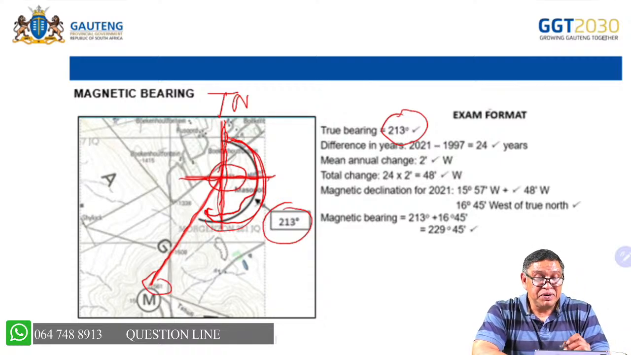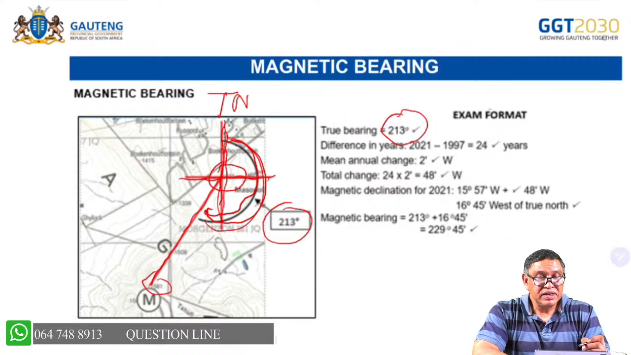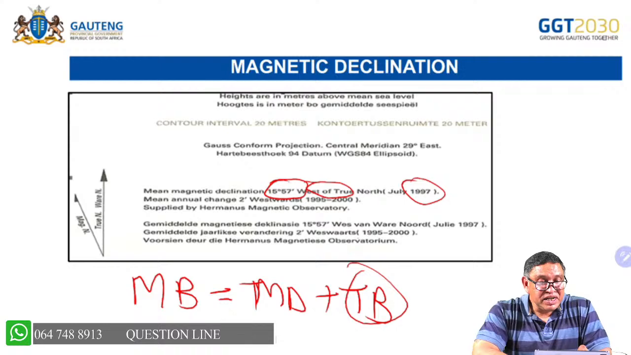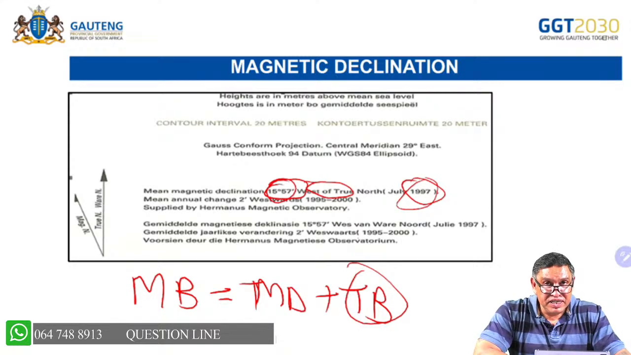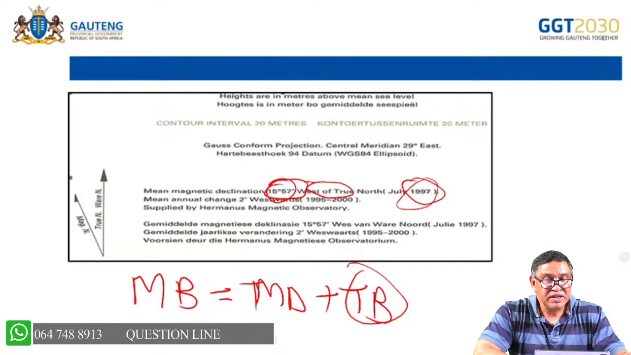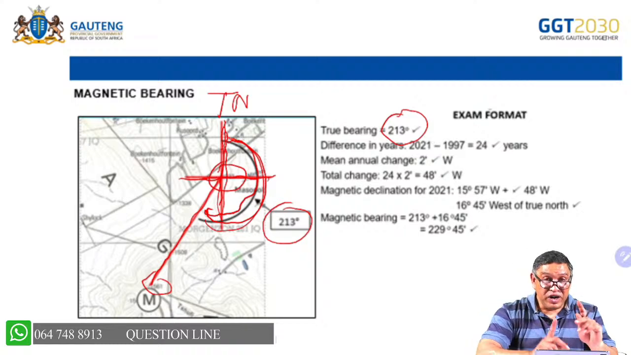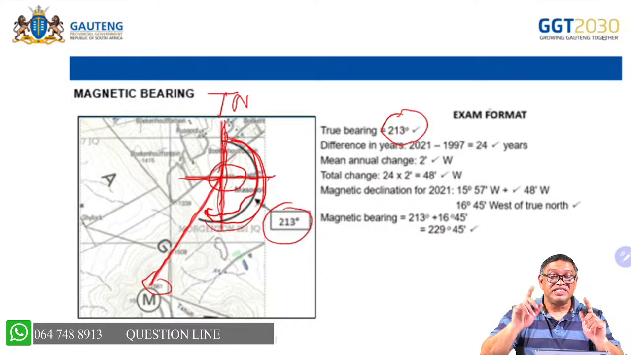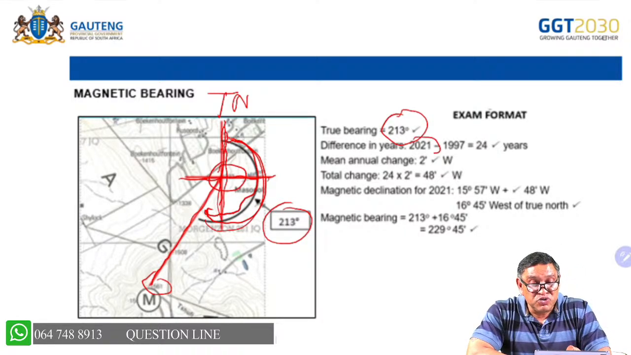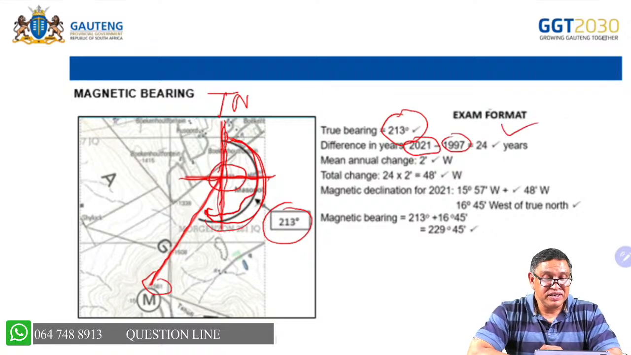The first step is what I already learnt, and I'm trying to get to my other page, that for 1997 it was 15 degrees 57 minutes. Okay? I'm trying to get to my next page, and there we are. So first we have to find the difference in years. This year it's 2021 minus 1997, it's 24 years.